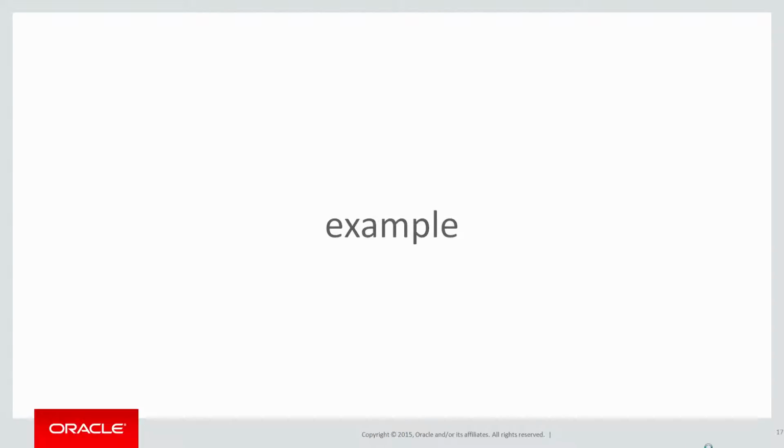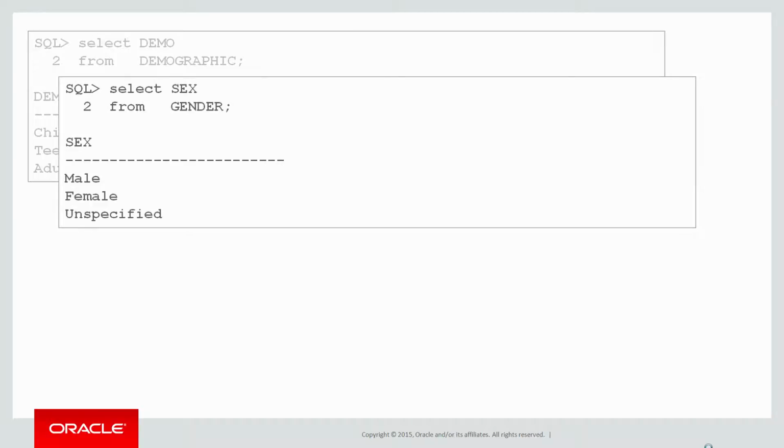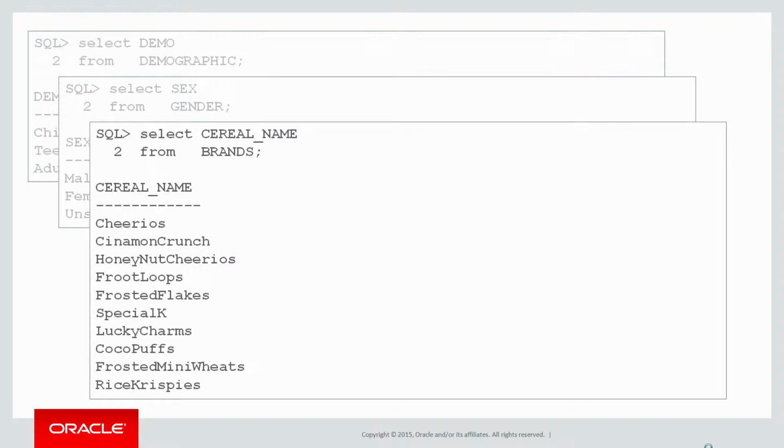It's best described with an example of a run-through because there's a few complicated things here. We're going to conduct a survey of people about what breakfast food they like. So we need to know what demographic they're from. Are they child, teenager, or an adult? We need to know what gender they are, male, female, or they refuse to tell us. And we need to know what cereal brand they're going to choose.